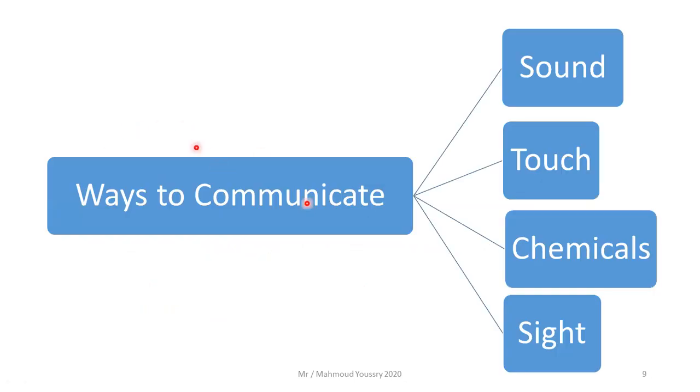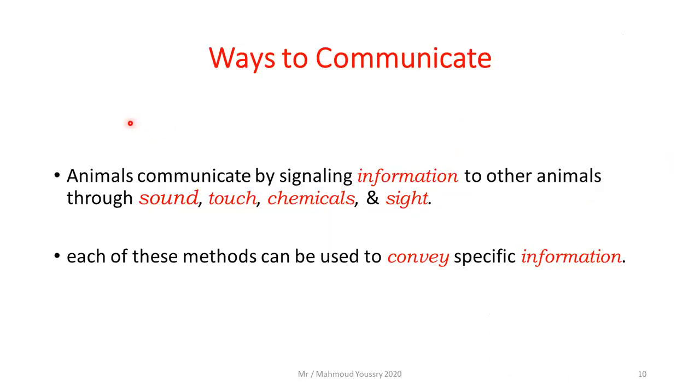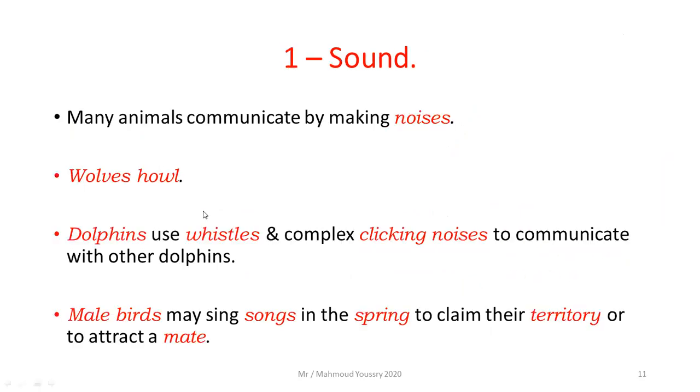So these are the ways that the animals use to communicate. We have communication by sound, by touch, by chemicals, and by sight. So let's see. Animals communicate by signaling information to other animals through sound, touch, chemicals, and sight. Each of these methods can be used to convey specific information. Let's see how. Let's start with the first way of communication, by sound.